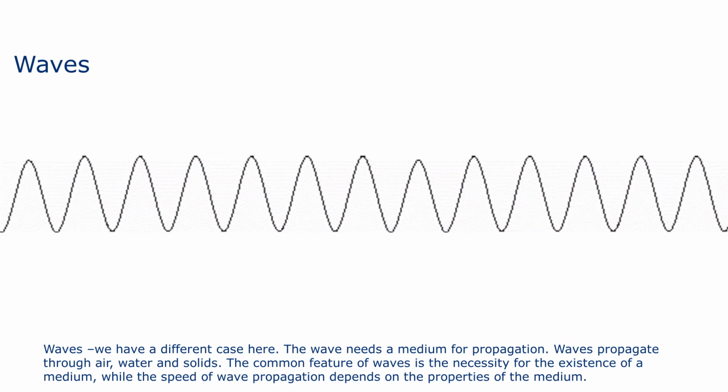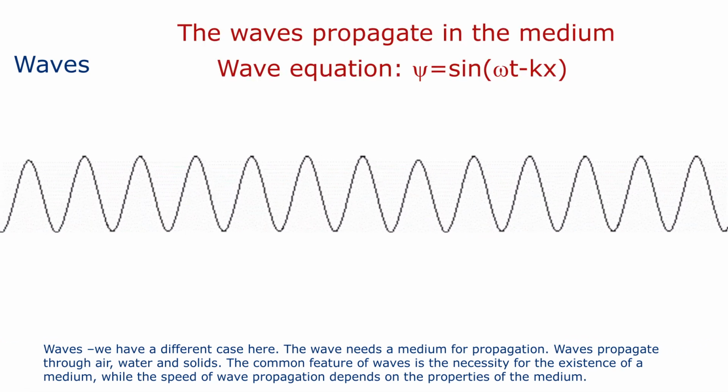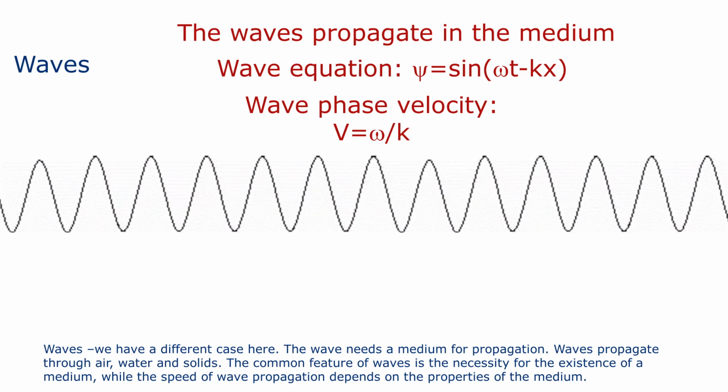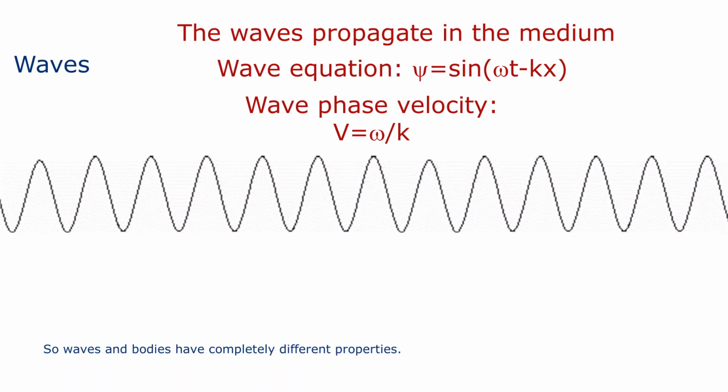Waves. We have a different case here. The wave needs a medium for propagation. Waves propagate through air, water and solids. The common feature of waves is the necessity for existence of a medium, while the speed of wave propagation depends on the properties of the medium. So, waves and bodies have completely different properties.